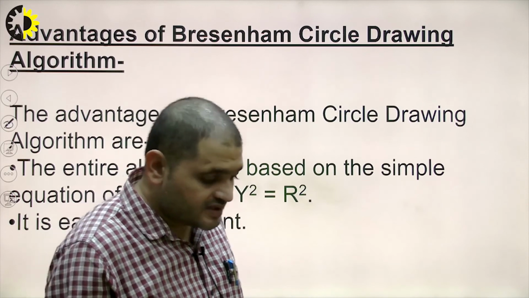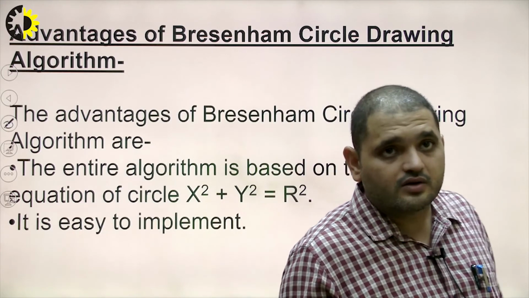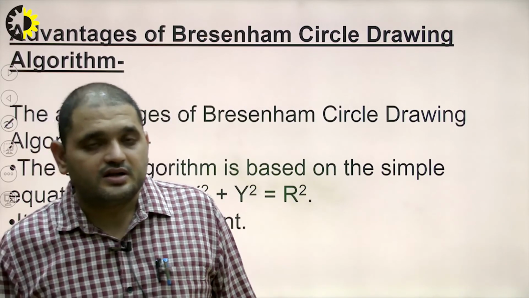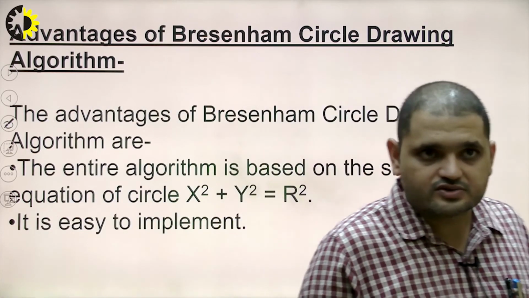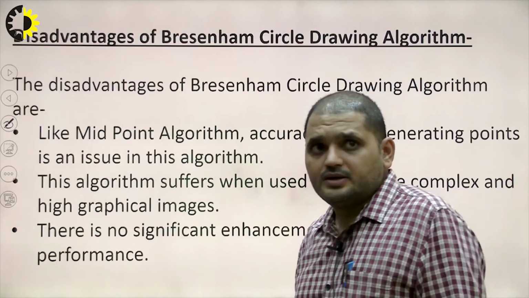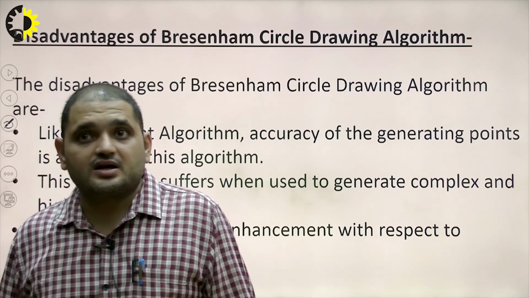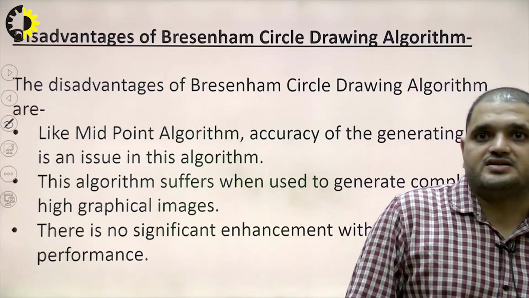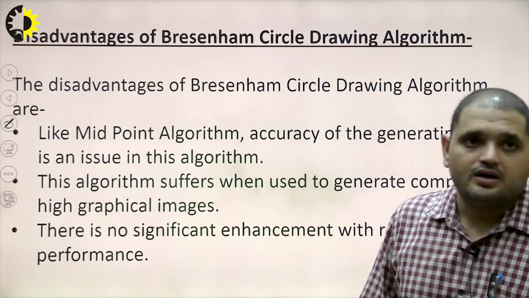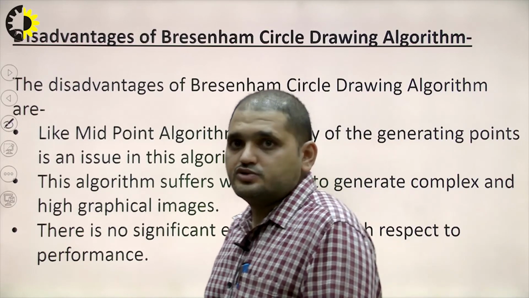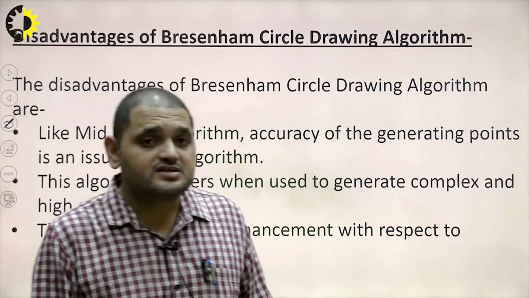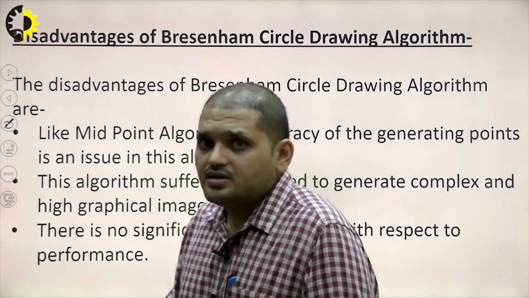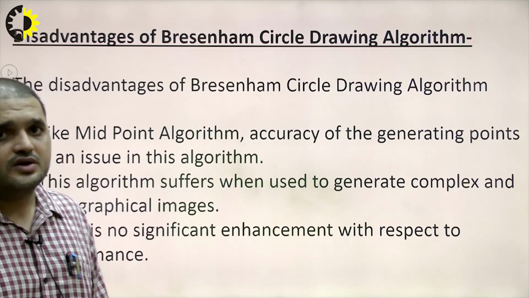The advantage of Bresenham's circle drawing algorithm is that the entire algorithm is based on the simple equation of a circle, that is x square plus y square equals r square, and it is easy to implement. The disadvantages of Bresenham's circle drawing algorithm are, like the midpoint algorithm, the accuracy of the generated points is an issue. This algorithm suffers when used to generate complex and high graphical images, and there is no significant enhancement with respect to performance.